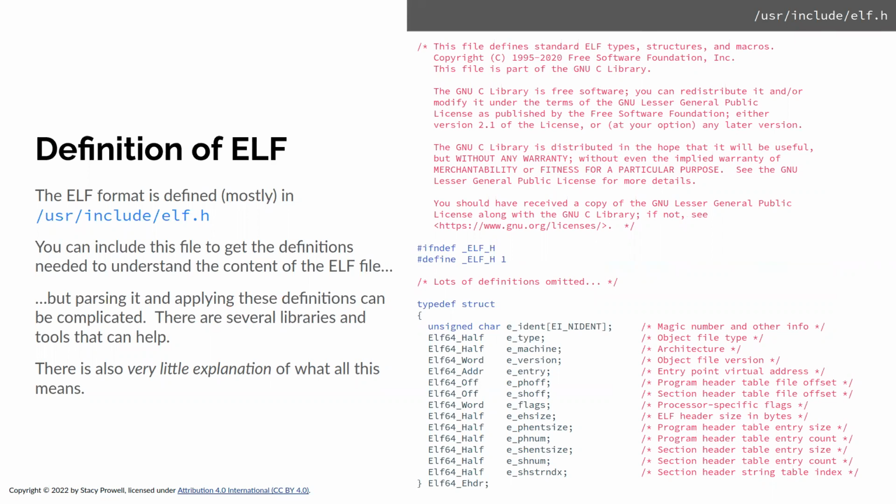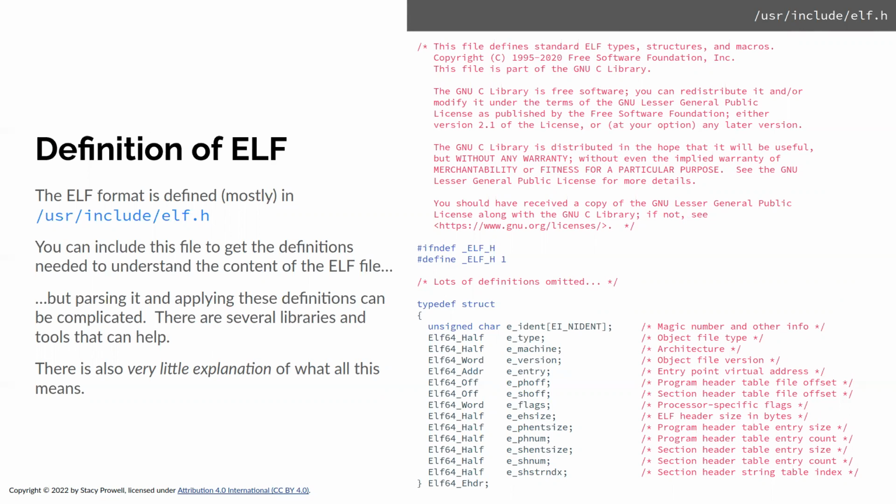ELF is defined in the header file for ELF, which you can find in /usr/include/elf.h. And if you go and take a look, you'll see what looks like the stuff over here on the right. And this is just the beginning of it. It's a very long file. But it defines all the structures and constants and pieces that go into making up an ELF file.